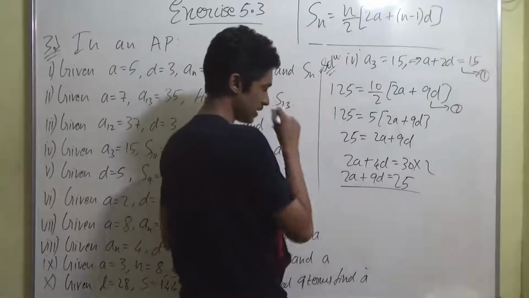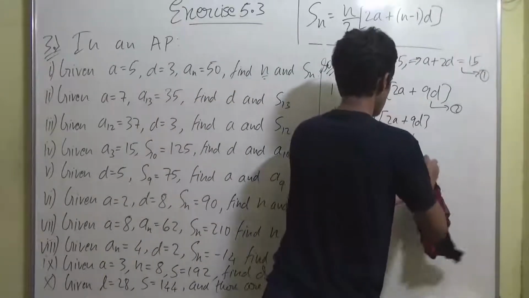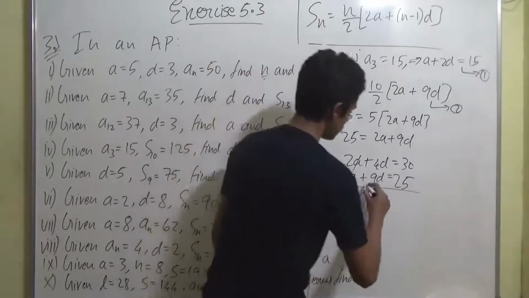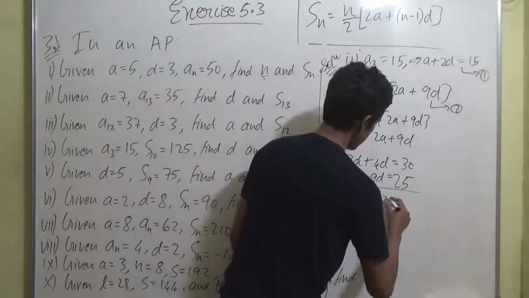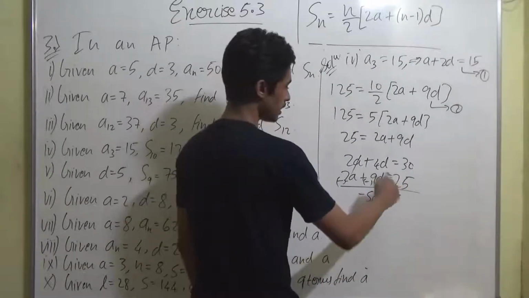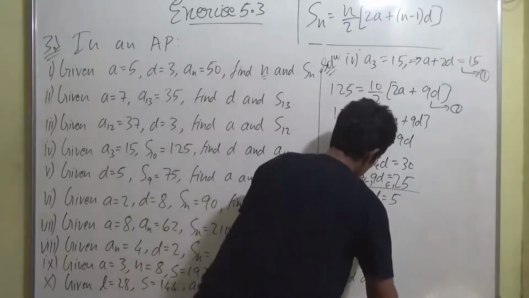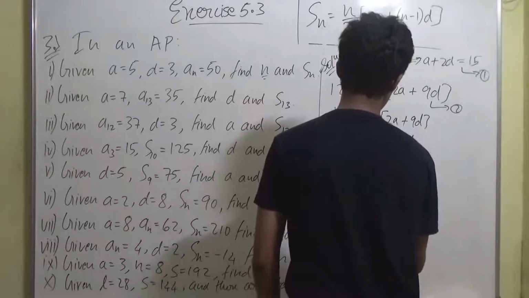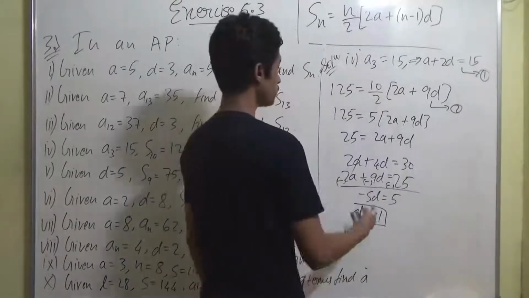So now, guys, equation 1 has been multiplied by 2. Now if we solve these two equations, I'll do the subtraction. So 2a will get cancelled. This is going to become minus 5d equal to 5. Getting it, guys? This becomes 30 minus 25, which is 5. So d will become equal to minus 1. Right, d equal to minus 1.